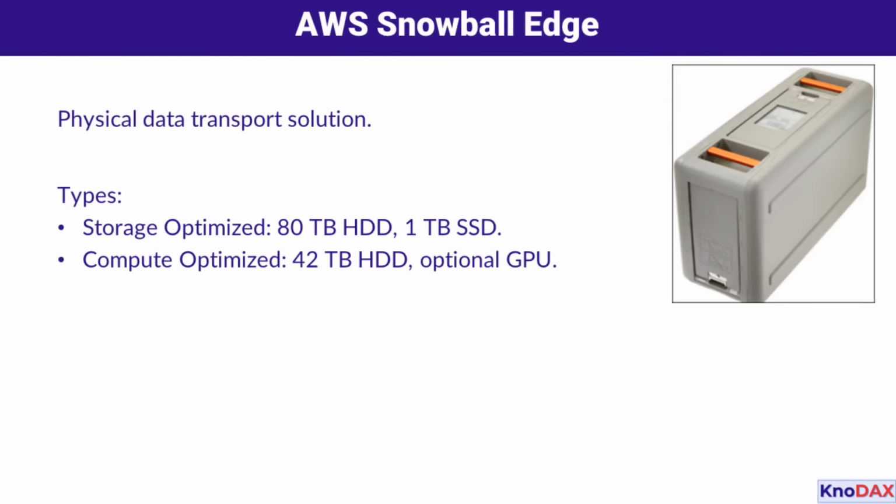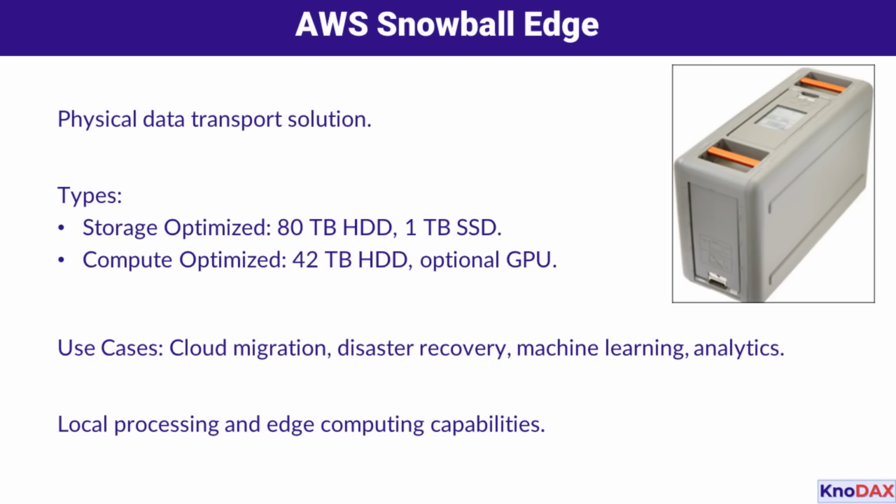Let's start with AWS Snowball Edge. This device is perfect for moving large volumes of data. Plus, it's not just about migration. It also supports local processing and edge computing workloads. Whether you're decommissioning a data center or running analytics, Snowball Edge has you covered.